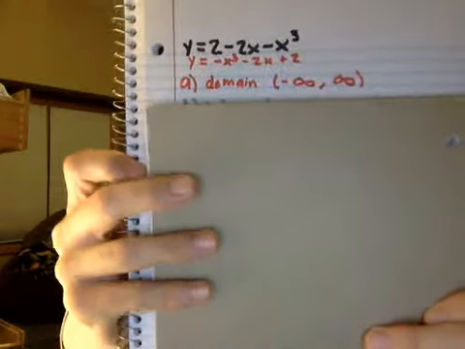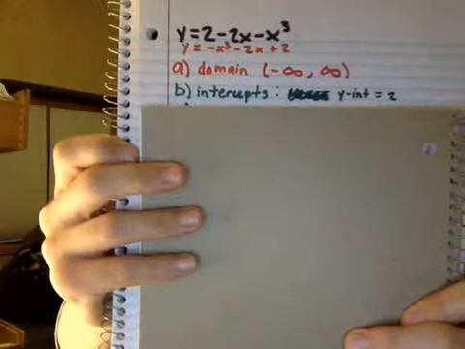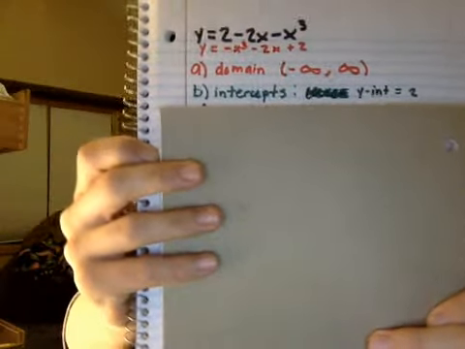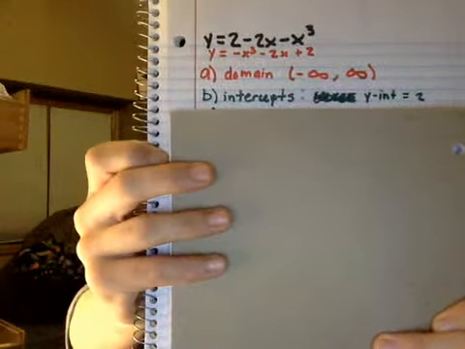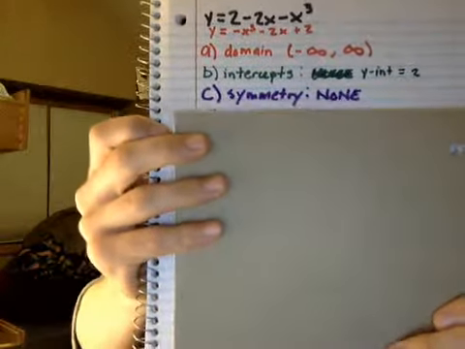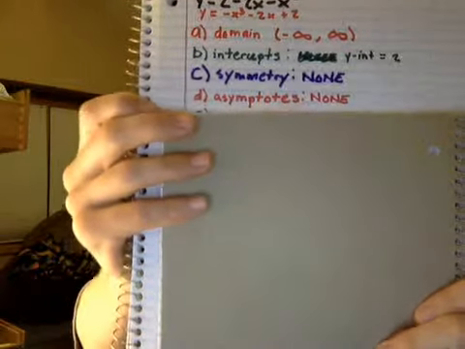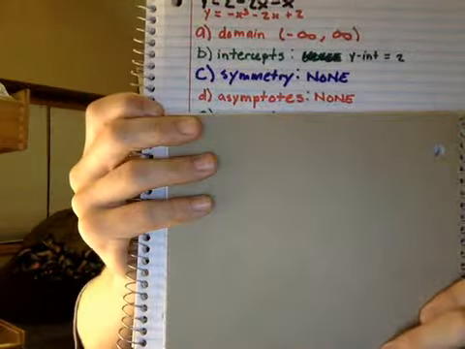And obviously there is one intercept that you can find later when you graph it. That's going to be the y-intercept at positive 2. The next step is to find any symmetry, and there is no symmetry with this one, so none. The next step is going to be finding the asymptotes, also none here.